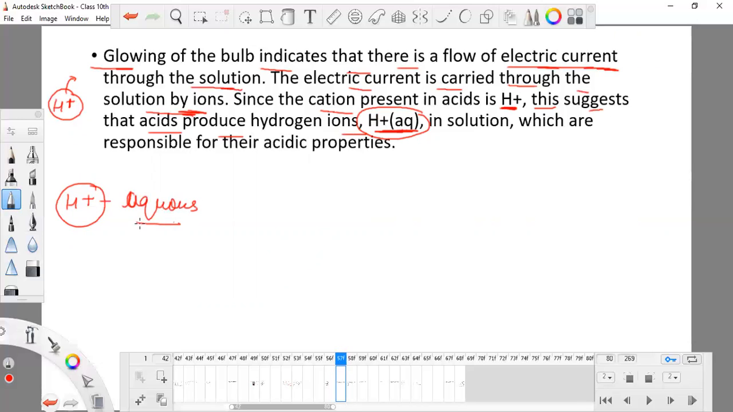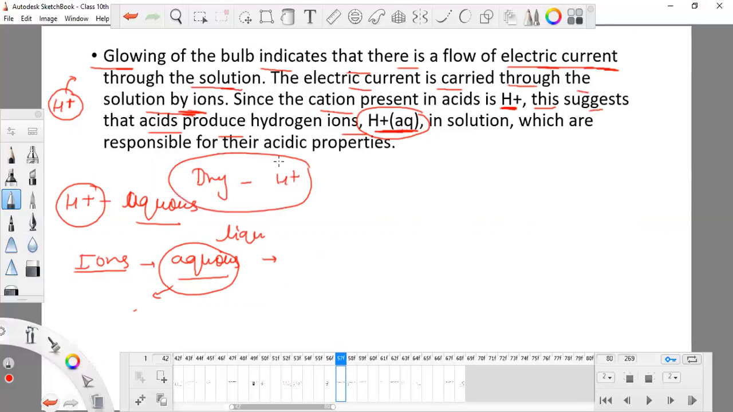They produce their ions only when they are in aqueous condition, or better you can say aqueous condition. Only an acid can release its ion when it is in aqueous condition. A dry acid will never release H plus ions.